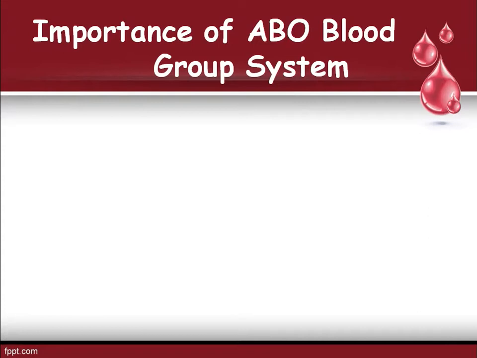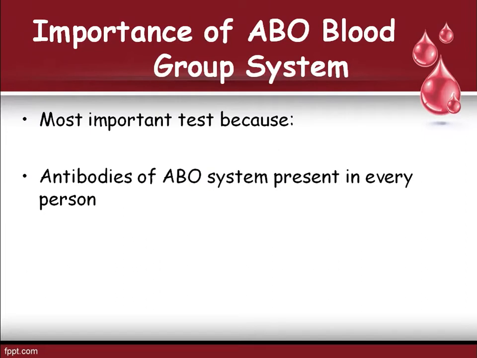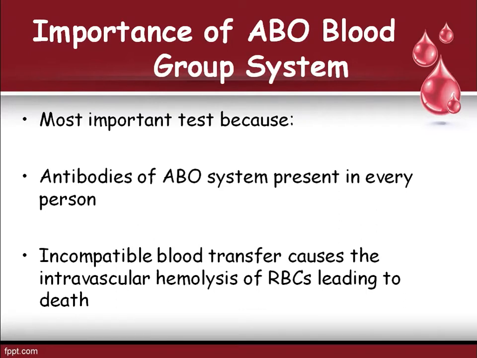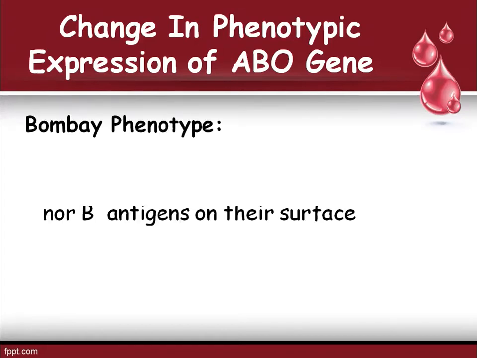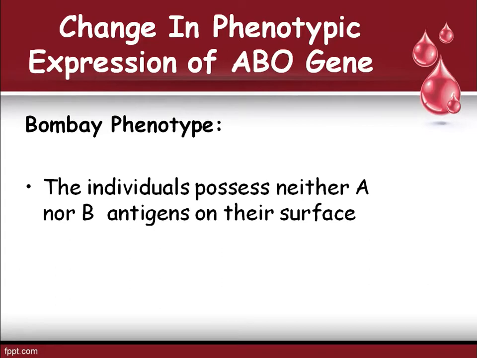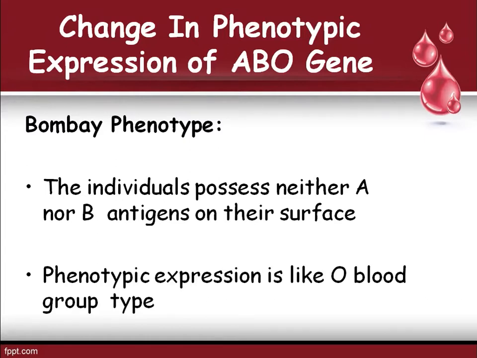Importance of ABO blood group system. It is the most important test because the antibodies of the ABO system are present in every person. Incompatible blood transfer causes intravascular hemolysis of RBCs, leading to death. Change in phenotypic expression of ABO gene: Bombay phenotype. The individual possesses neither A nor B antigens on their surface. The phenotypic expression is like O blood group type.